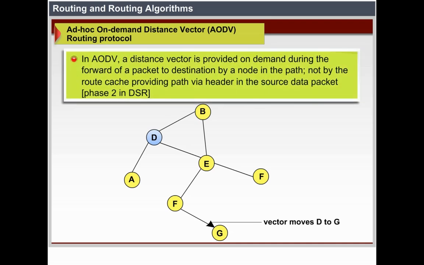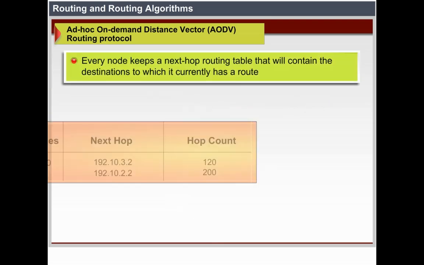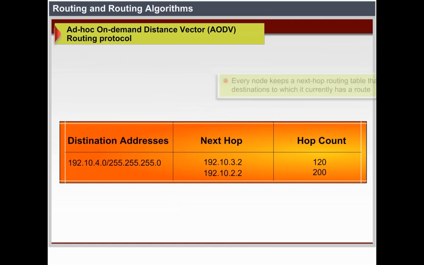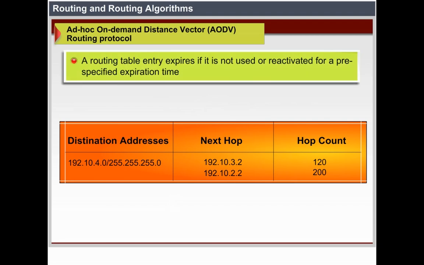In AODV, a distance vector is provided on demand during forwarding of a packet to destination by a node in the path, and not by the route cache providing path through the header in the source data packet, as in phase 2 in DSR. Every node keeps a next hop routing table which contains the destinations to which it currently has a route. A routing table entry expires if it has not been used or reactivated for a pre-specified expiration time.